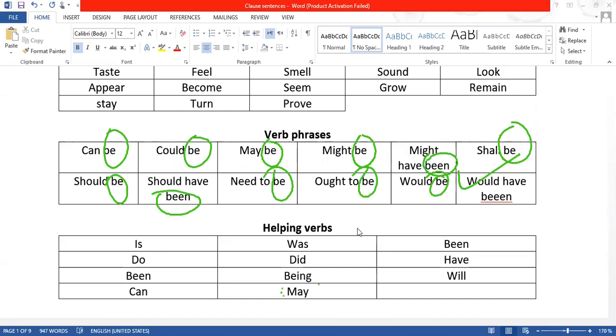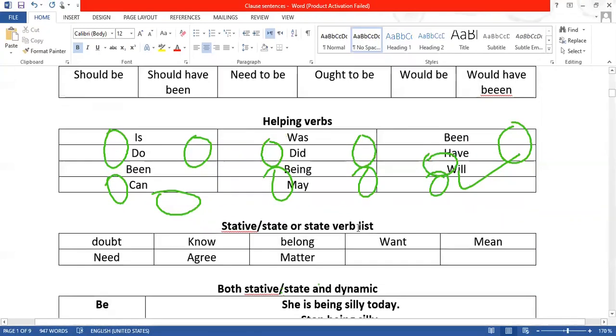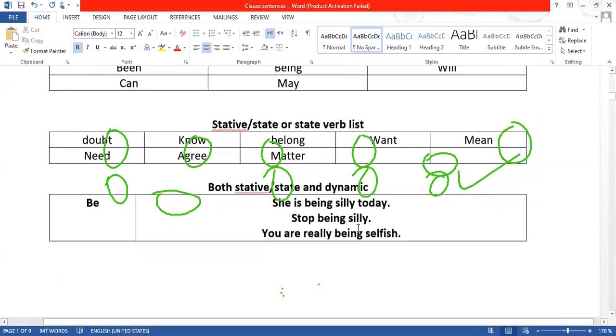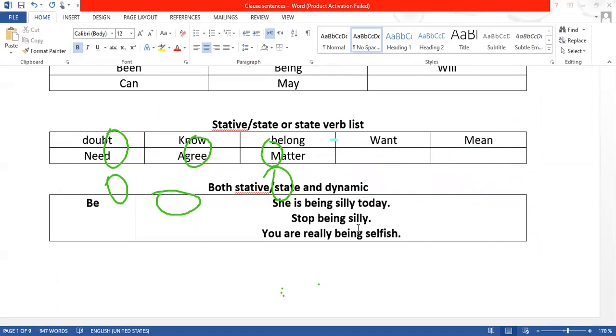Okay, another thing which is very confusing is this one. Now, this one is also called state verbs. These, doubt, know, or want, are also called state verbs. Why are these state verbs? Because these verbs cannot be used in a continuous tense. That is why we call them state verbs.